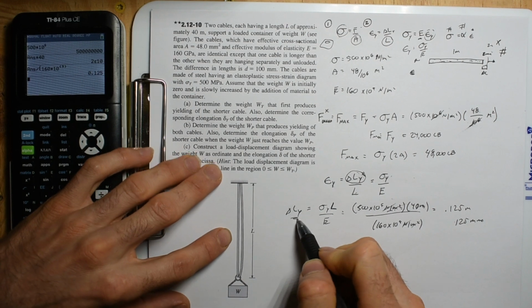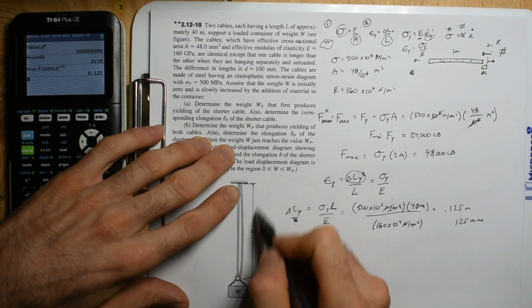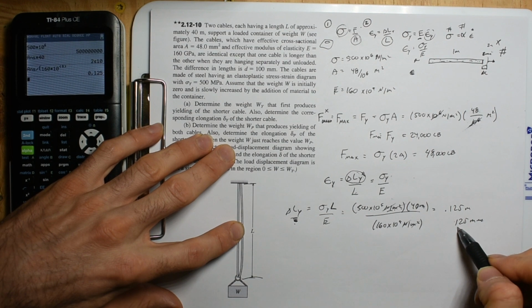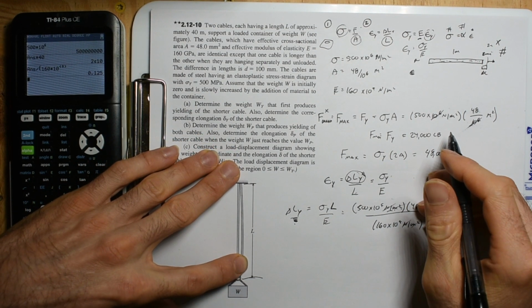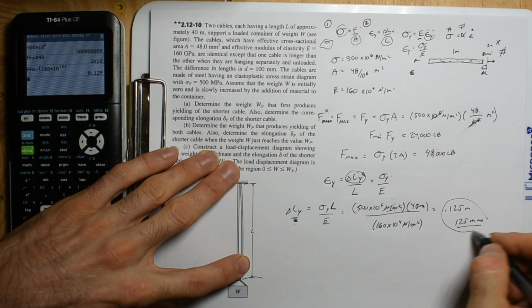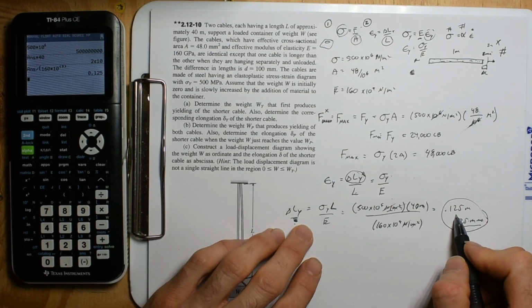the change in length is a very fascinating one, because it says, hey, if you just have an object that's this long and you change its length by 125 millimeters, then it's going to reach its max. So that's what that is. And then you can go back and take this change in length.